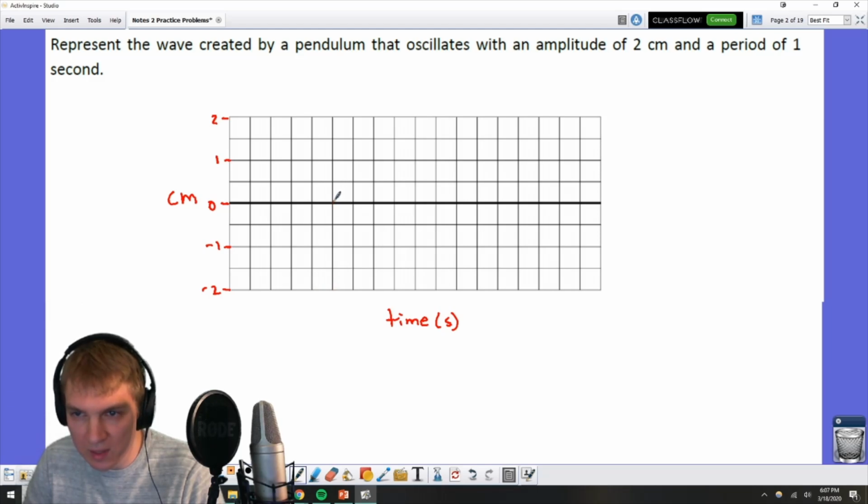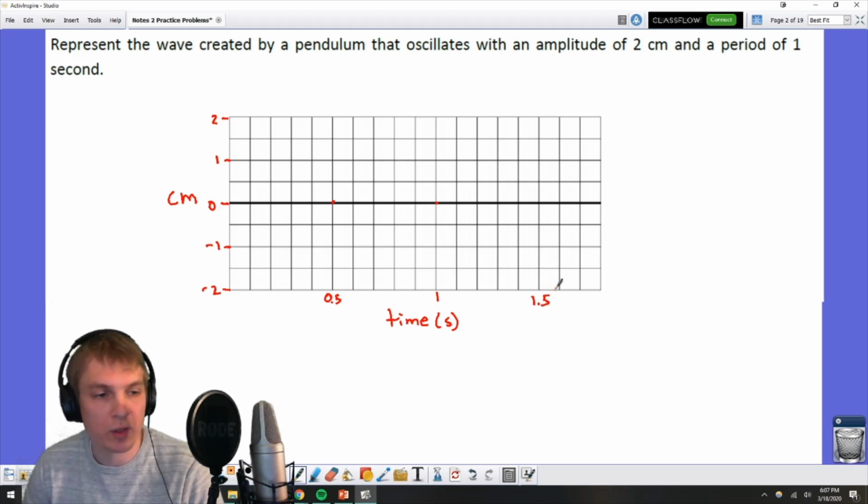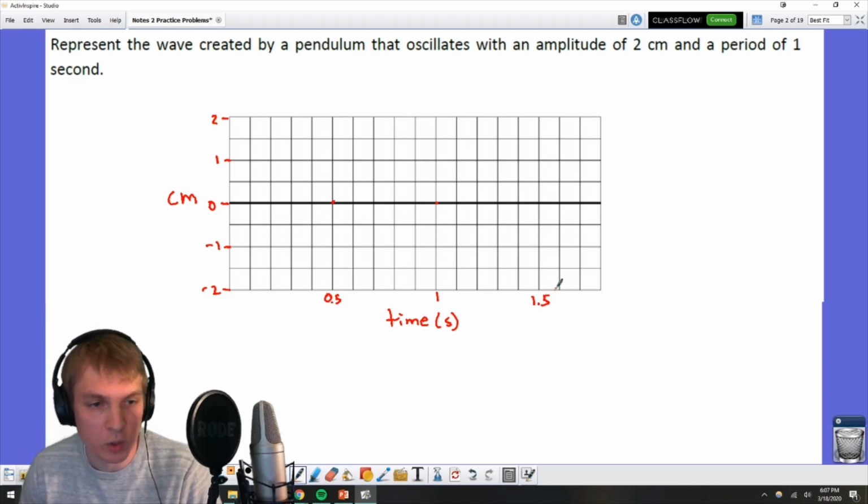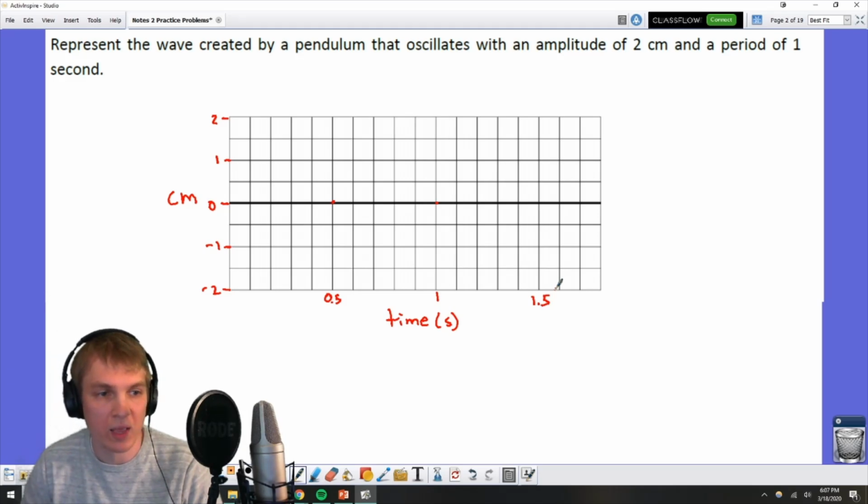I'm just going to put a dot there because I'm going to need it later. 6, 7, 8, 9, 10. That's going to be 1 second right there. So 1 second, this is going to be 0.5. And if we continue on, 1, 2, 3, 4, 5, so that's 1.5 right there. All right, you can draw this graph however you want, just as long as you get the units right in correspondence to your wave.